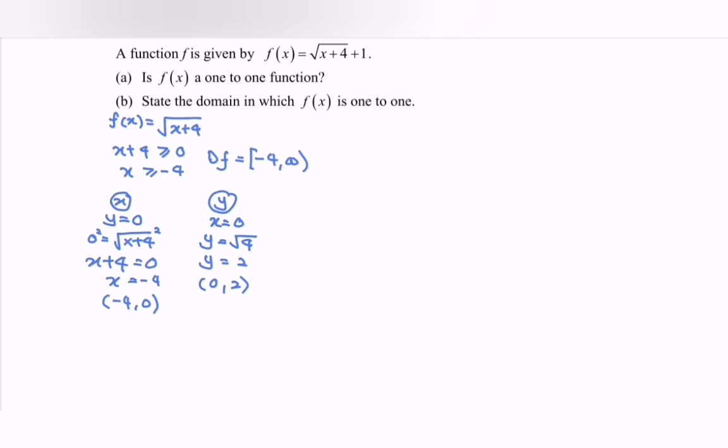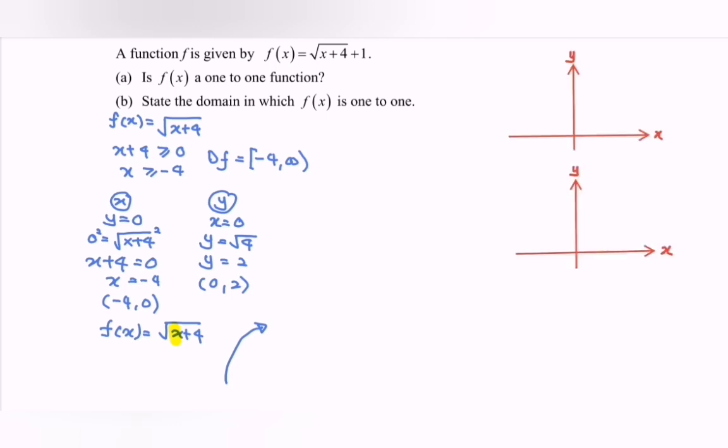Next, we have to sketch the graph. By referring to the function f(x) = square root of (x + 4), since the constant with x is positive, the graph will be shifting towards the left. If it's negative, then it will be shifting towards the right. So next we begin with the graph sketching. By referring to the domain, we have negative 4. So let's say here we have negative 1, negative 2, negative 3, negative 4. From negative 4 to infinity, the graph will be towards the right.